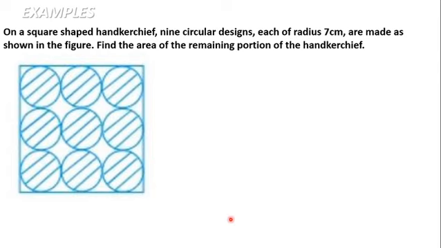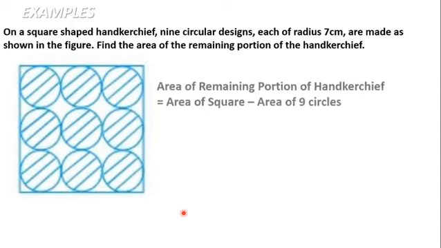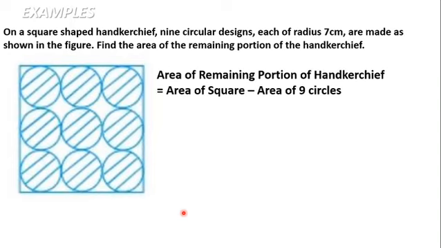All you need to do is to find the area of the square. If you know the area of the square, subtract the area of the 9 circles from the area of the square, and then you have what's left. And I hope you understand that. Okay, so the area of the remaining portion of the handkerchief would be equal to the area of the square minus the area of the 9 circles.